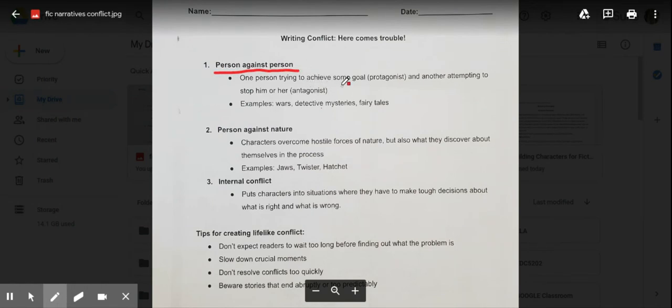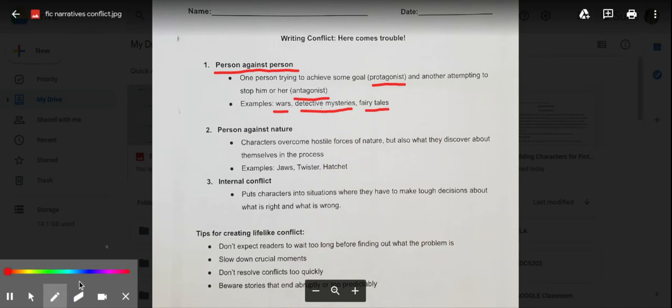This would involve one person trying to achieve some goal, called your protagonist, and another attempting to stop him or her, like your antagonist. If you remember, our protagonist in Tuck Everlasting was Winnie, and our antagonist was the stranger. Some examples of person against person may be wars, detective mysteries, fairy tales. These all include person against person conflicts.